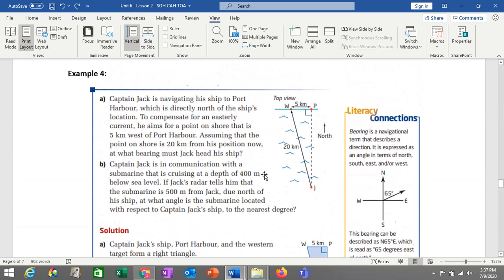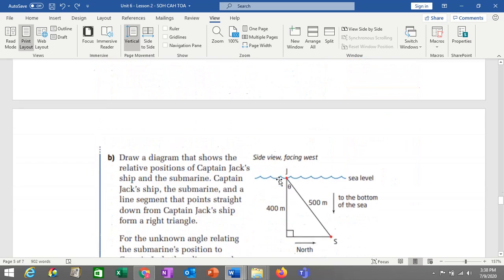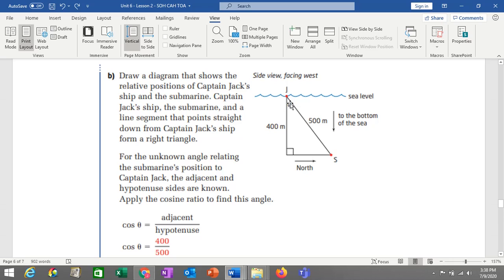So let's just see that in the question. Yeah, so what angle is the submarine located with respect to Jack's ship to the nearest degree? So we're looking for this angle here. This is not the angle of depression, by the way. If you're looking at angles of depression, that would be here. But we're just looking for this angle between going straight down and the ship.